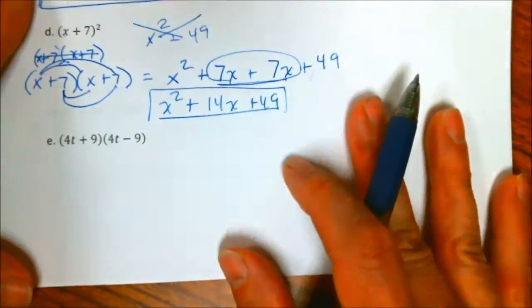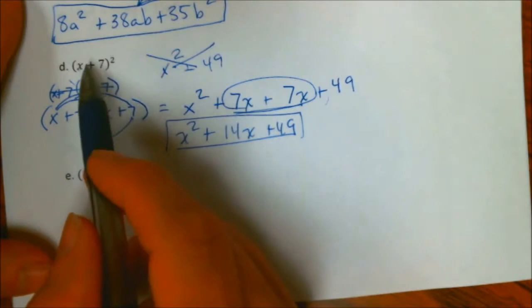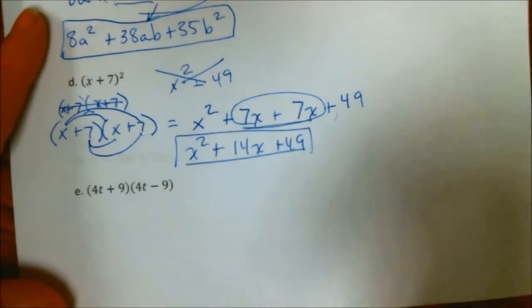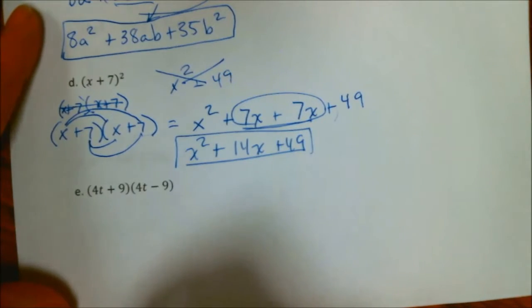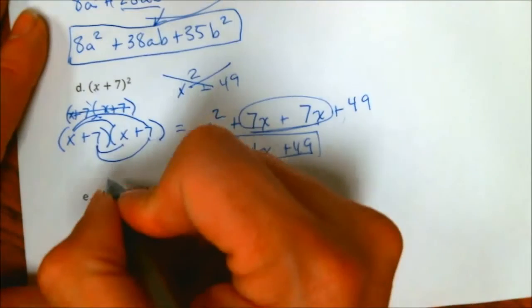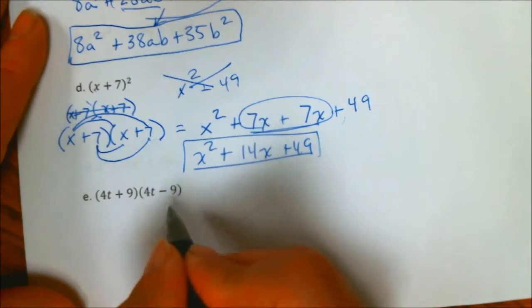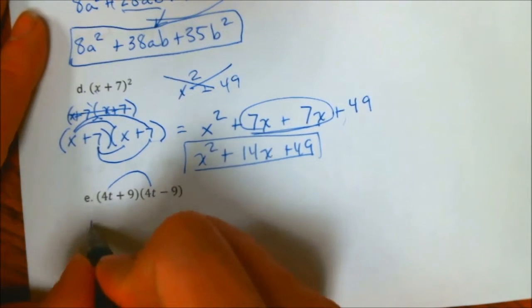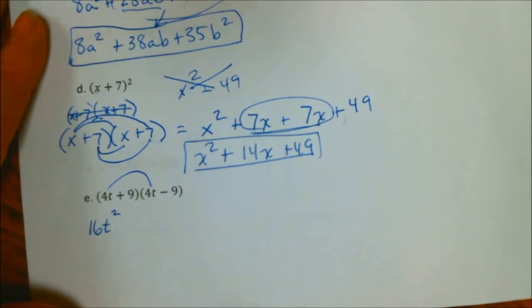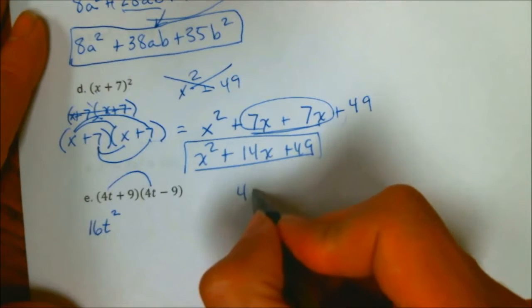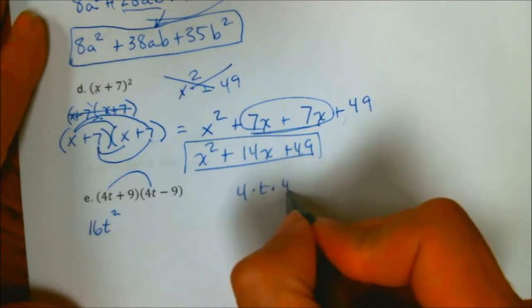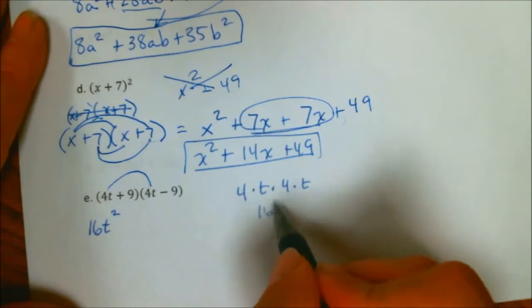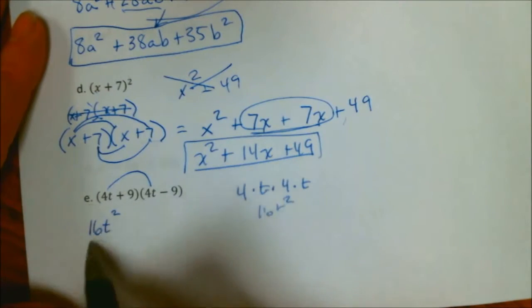The very last one we have to do at the bottom of the page here is another one that looks a lot like this, but it's just got a little bit of difference. Once again, we're going to distribute each term inside here to each term inside here. 4t times 4t is 16t squared. If I write that out to the side, it's 4t times 4t. And you'll notice this is all multiplication. 4 times 4 is 16. T times t is t squared. That's where we get that.